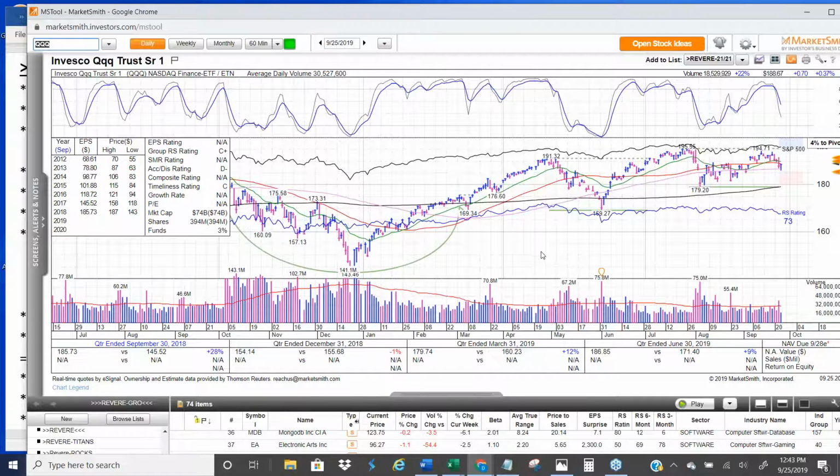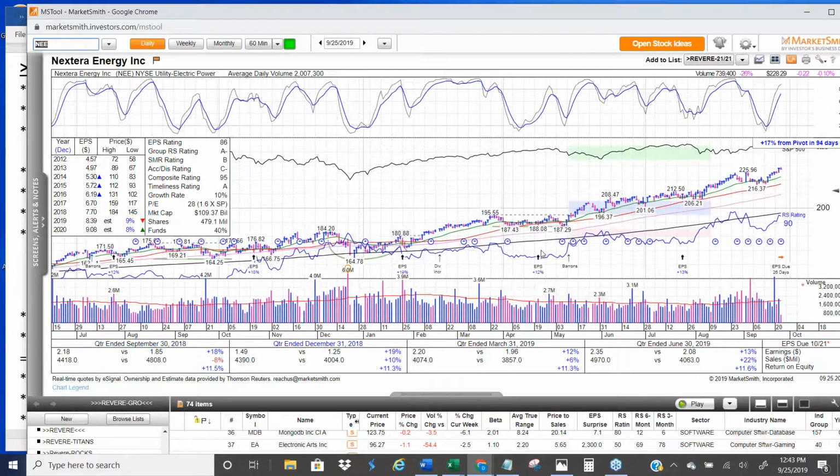Let's take a look at some blue chip income holdings. NEE, we've held this. This one even survived the sell-off of last December. It's been so strong, and this is the top holding in the blue chip income portfolio. This is a utility that pays a nice dividend.